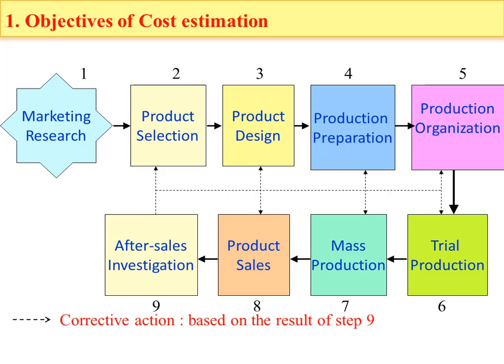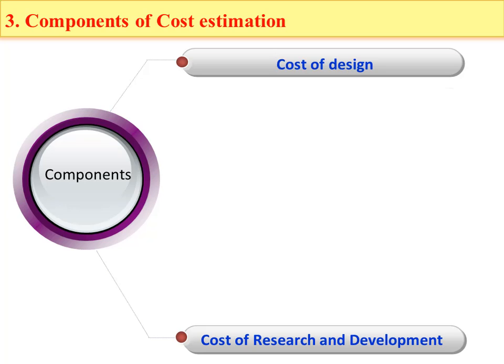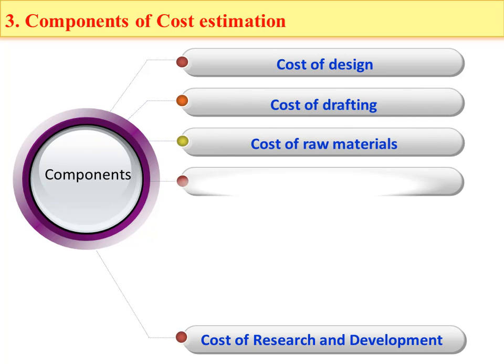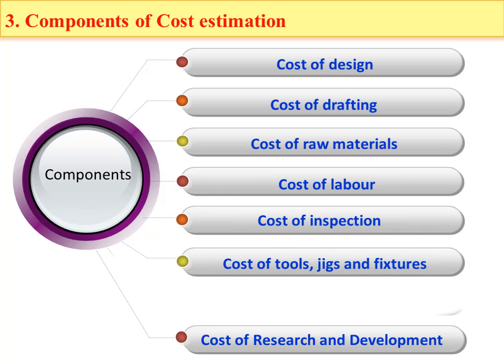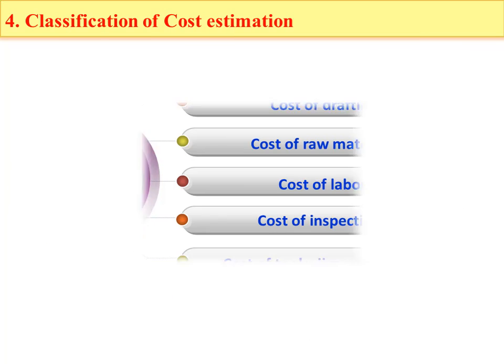Third, components of cost estimation. The components depend on the product. Now we will list some basic costs. First, cost of design. 2. Cost of writing, cost of raw material, cost of labor, cost of inspection, cost of tool, jig and fixture, overhead cost, and finally cost of research and development (R&D).